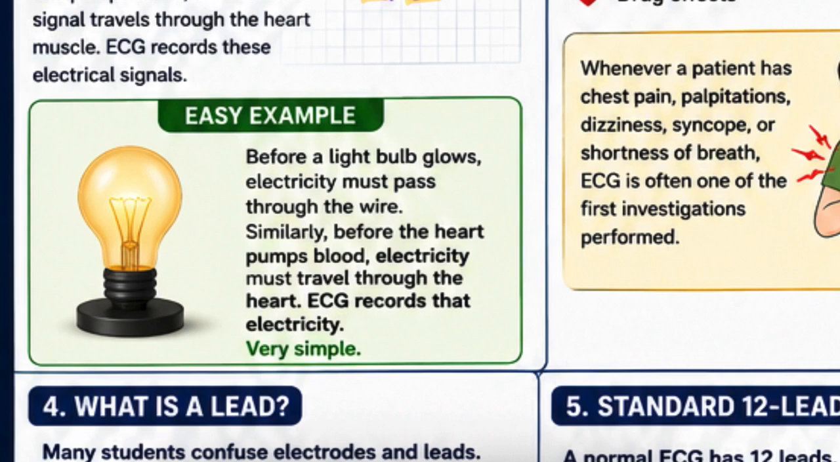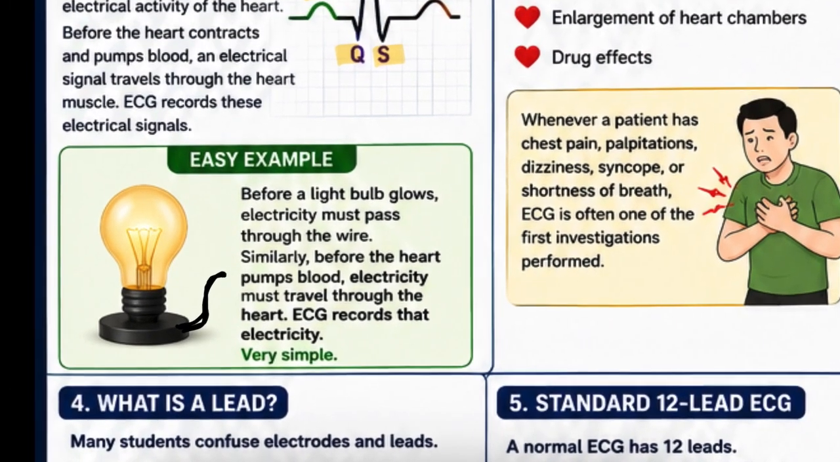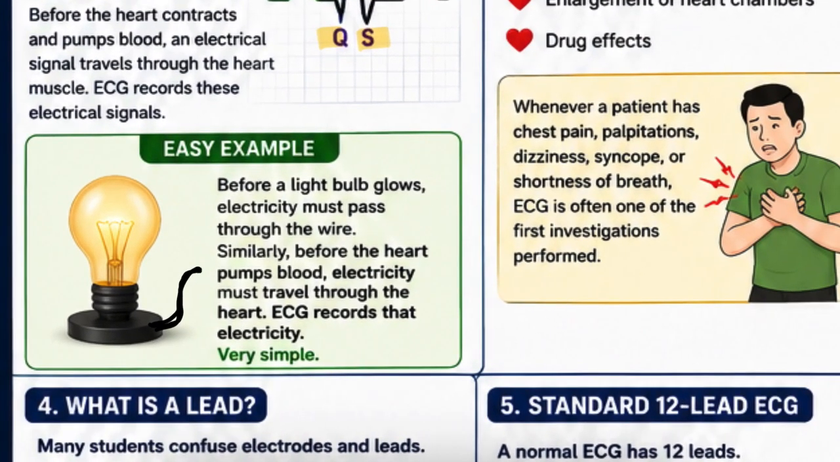Imagine you switch on a light bulb. Before the bulb glows, electricity must pass. So the electricity comes from this wire; the electricity must pass through the wire. Similarly, before the heart pumps blood, electricity must travel through the heart. So same to same, ECG records that electrical activity. Very simple. Okay, so this is what an ECG is.